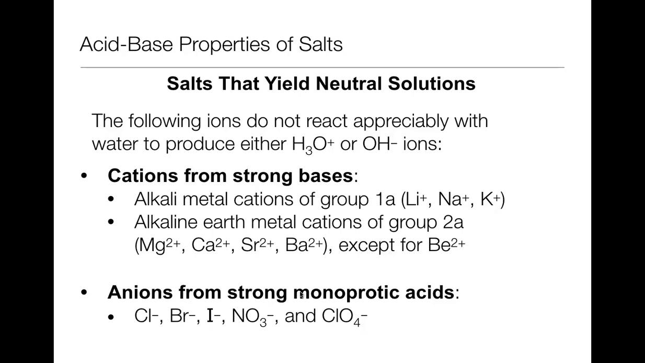What it's saying is cations from strong bases, so that would be something like lithium, sodium, potassium, because those strong bases would be lithium hydroxide, sodium hydroxide, and potassium hydroxide. And then also the alkaline earth metals, which are just the second column, which would be magnesium 2+, calcium 2+, strontium, and barium. The only exception is beryllium. We're not going to go too much into that. That's based off of molecular orbitals.